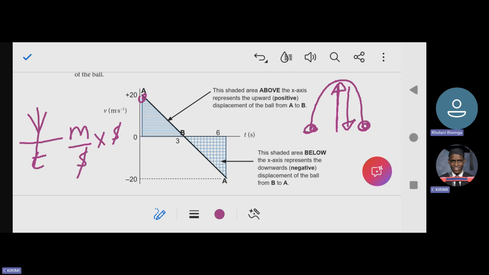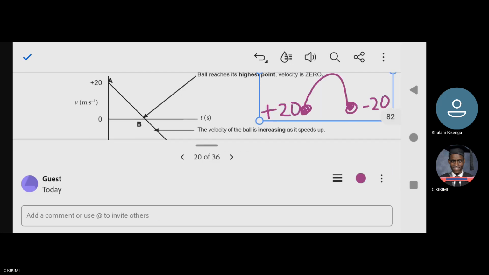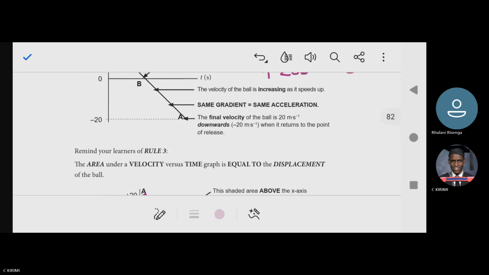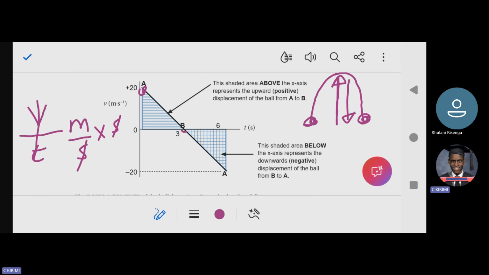So there's a 20, half base times height. Area is given as what? Half base times height. Yes. So it's half times 3 times 20, which is 30. Half of 20 is 10, times 3, which is 30. You do the same from this point, starting from 3 to 6, the distance here is 3. So half base times height. But the distance is in the negative direction, yes.